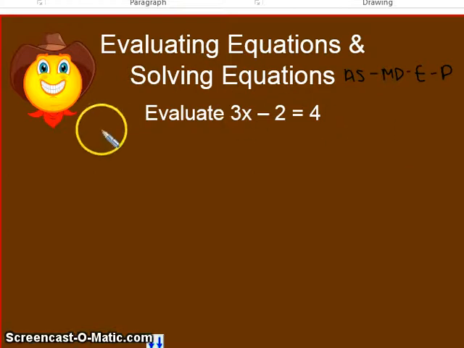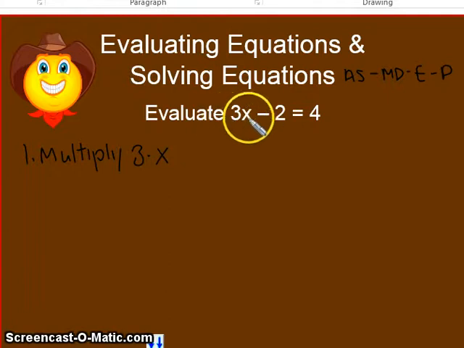Now, the best way to figure out how to solve an equation is to figure out what you would do with it if you had a number for the variable. So we're going to pretend like we know what x is. Now, if we knew what number x is, the first thing we do to simplify this would be we'd multiply it by 3. And then after we multiply 3 times whatever x is, the next thing we do is subtract 2.